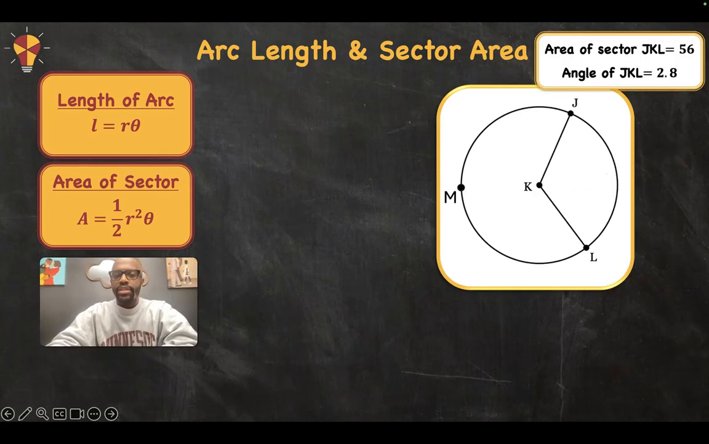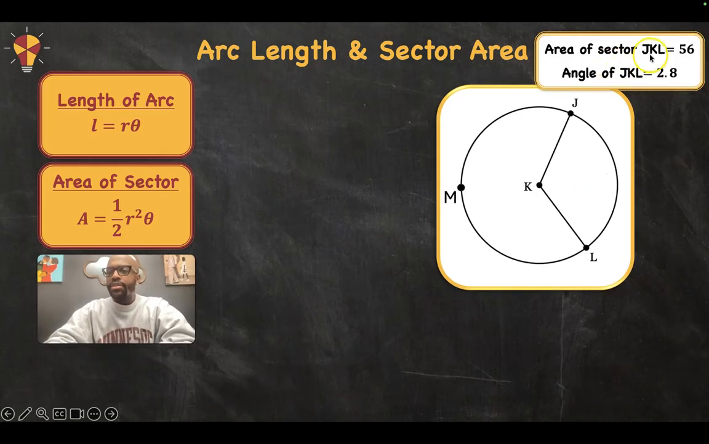So let's go ahead and look at our next example. The area of sector JKL, which is this area over here, is 56. The angle of JKL, which is right here, is 2.8. So it's in decimal, so we know that we're going to be treating the full circle as 6.28 radians, which is equivalent to 2 pi, which is also equivalent to 360 degrees. But we're going to be dealing in radians because our formulas are in radians. And as a reminder, if it was written in degrees, you would multiply your degrees by pi over 180 to convert it into radians.